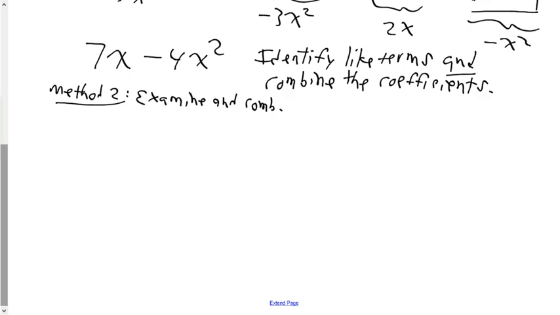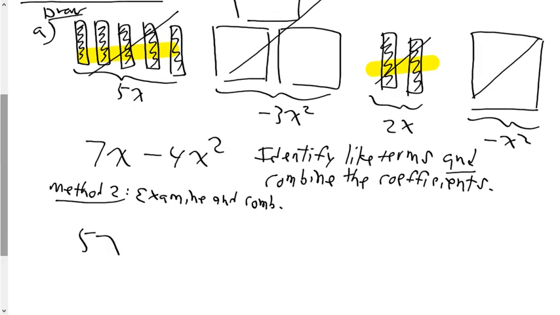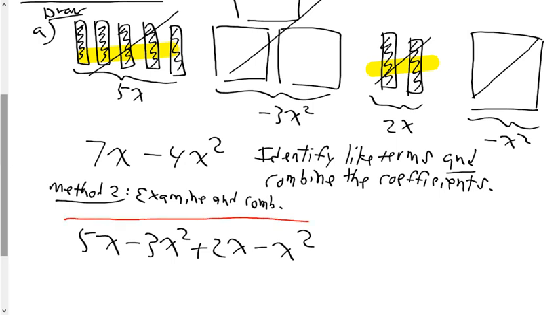So going back to that question, I had 5x minus 3x squared plus 2x minus x squared. So here's what I like to do. If you're new to this, what I would advise you to do is just kind of box it up and separate the terms with the operation signs like this. Okay? And instead of drawing it, you're just going to look and combine.